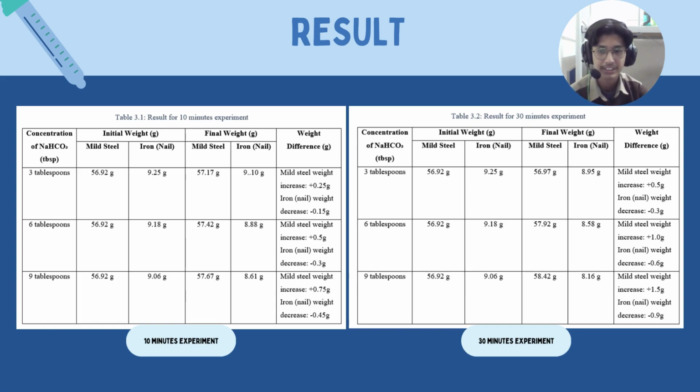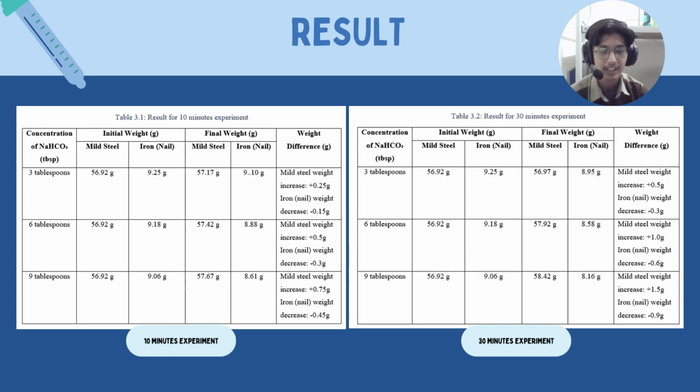For 6 tablespoon, my steel weight increased by 0.5 gram and nail weight decreased by negative 0.2 gram. And for the 9 tablespoon, we got my steel weight increased by 0.75 gram and the nail weight decreased by negative 0.45 gram. So next we move to 30 minutes experiment.